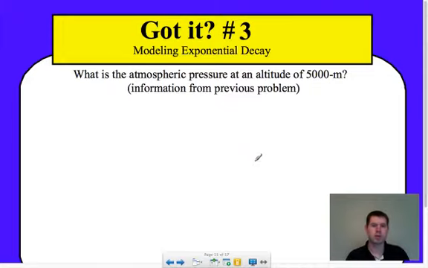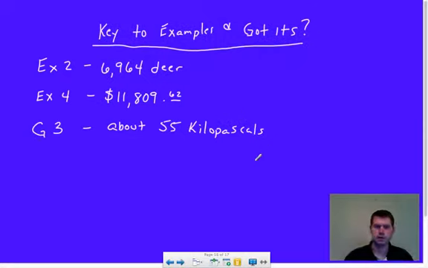Okay, so what would be the atmospheric pressure at the altitude of 5,000? So using that previous problem, go ahead and do Got It number 3. Figure out what that 5,000 mark would produce. Okay, so there's our answers to example 2, example 4, and Got It number 3 that we've done through the sections.